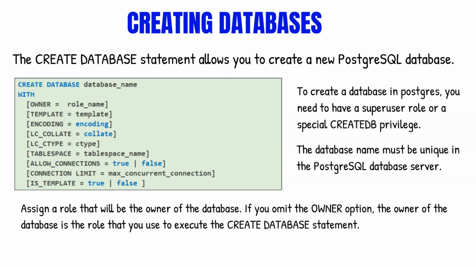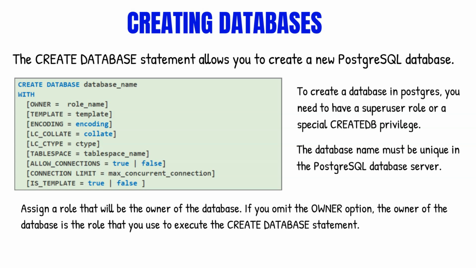Also specify the encoding parameter. This determines the character set encoding of the new database. You also have LC_COLLATE. When you specify this parameter, it affects the sort order of strings in queries containing an ORDER BY clause. Its default is the LC_CTYPE of the template database.